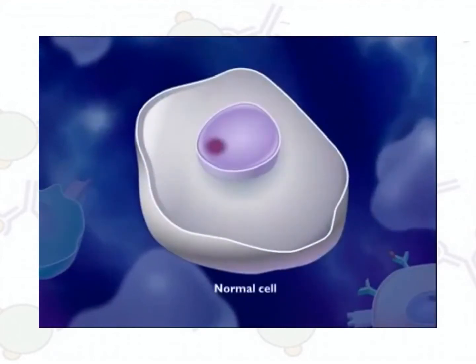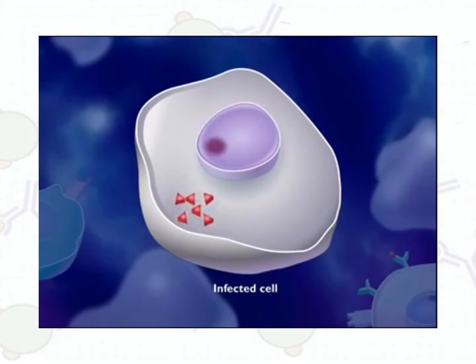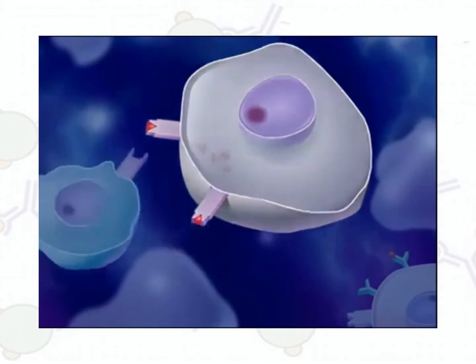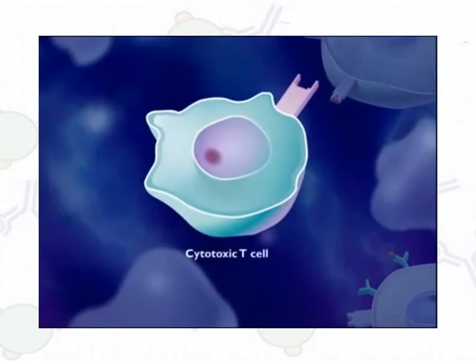Normal cells of the body that become infected can also digest some of the pathogens and display antigen fragments on their cell surfaces. The body makes millions of different types of cytotoxic T cells. Each type is able to recognize a particular antigen.